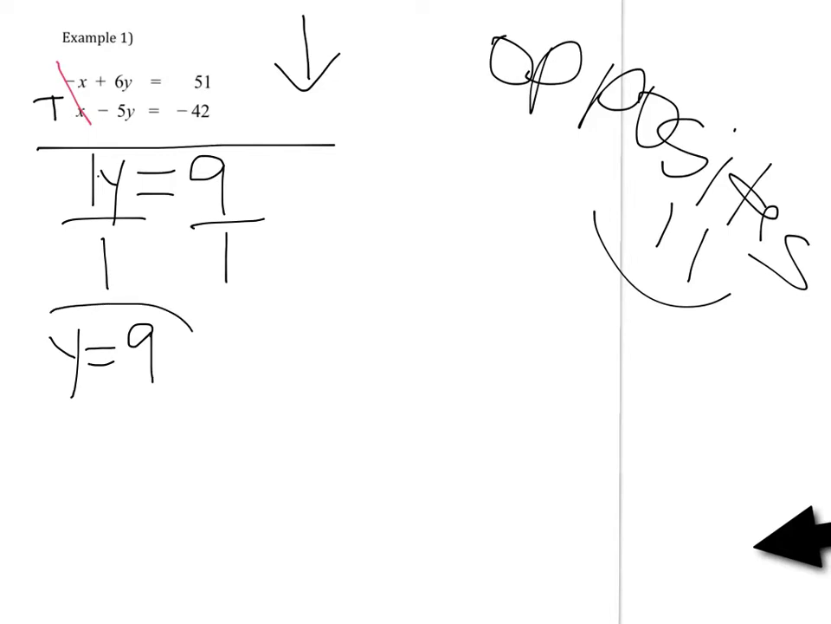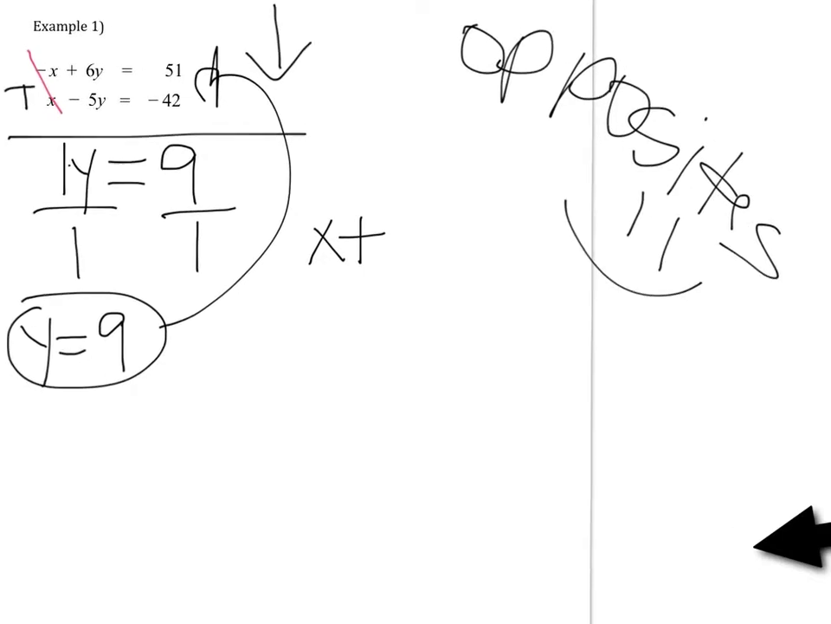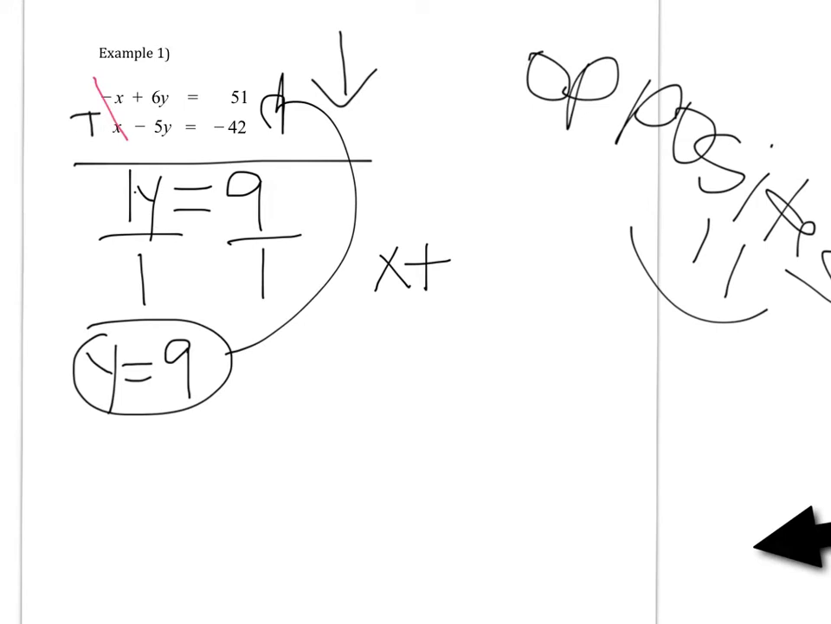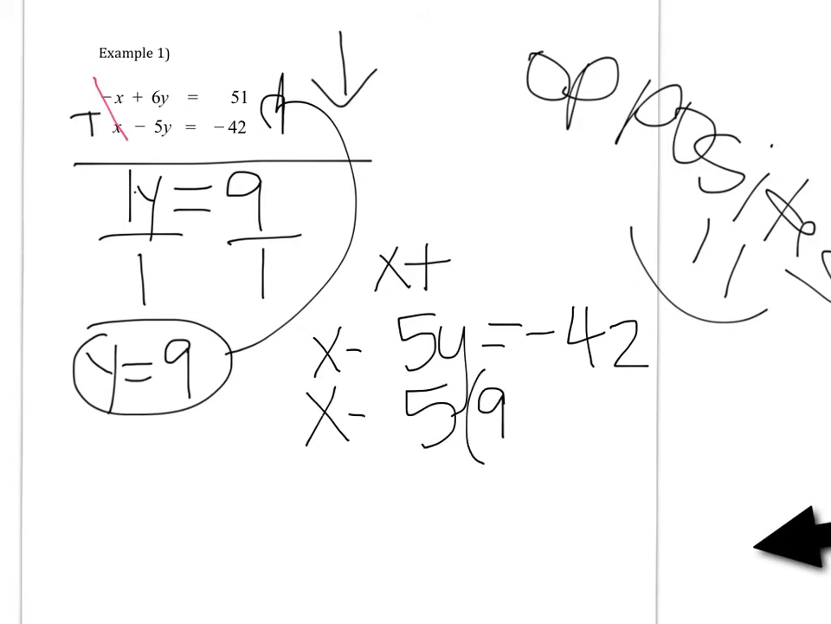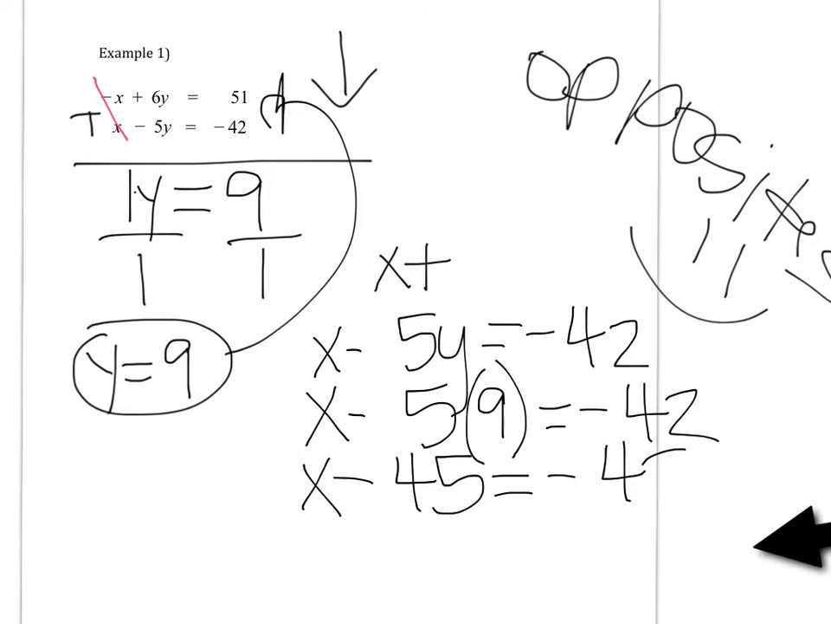Now I need to go through and plug in y equals 9 into one of my other equations. So I'm going to work with the second one. Let me rewrite that. x minus 5y equals negative 42. So I have x minus 5, I'm going to plug in my 9 for y, equals negative 42. Now I'm going to go ahead and multiply. It's x, 5 times 9 is 45, so it's minus 45, equals negative 42.